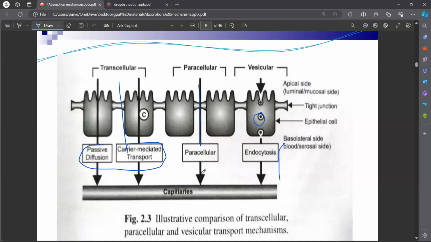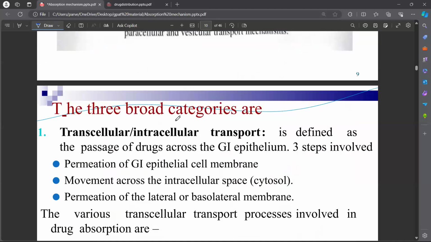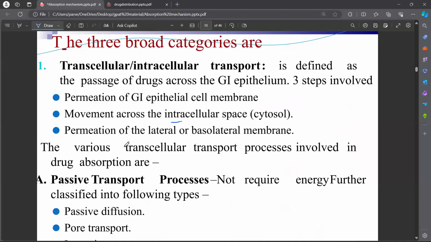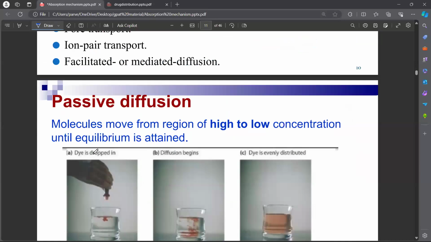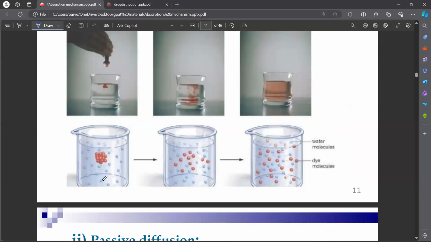I have also discussed this: permeation across the GI epithelial membrane, movement across the intracellular space of the cytosol. Next, as I mentioned, passive transport, so passive diffusion. Diffusion is nothing but movement of molecules from high to low concentration. Here the concentration is high and here the concentration is low. So molecules will try to diffuse in all directions in order to maintain equilibrium.